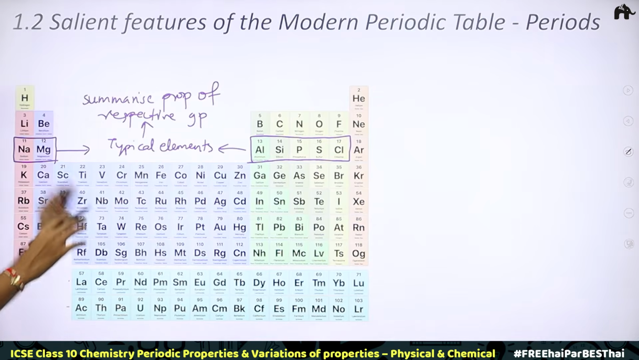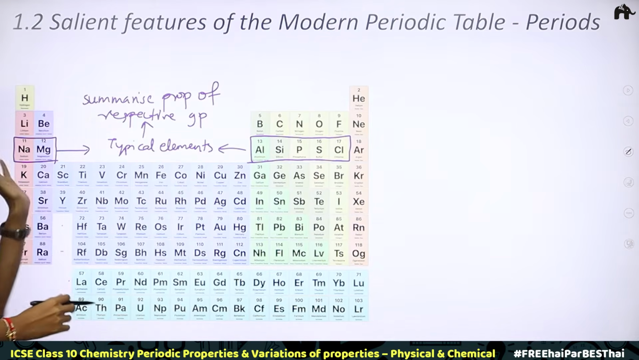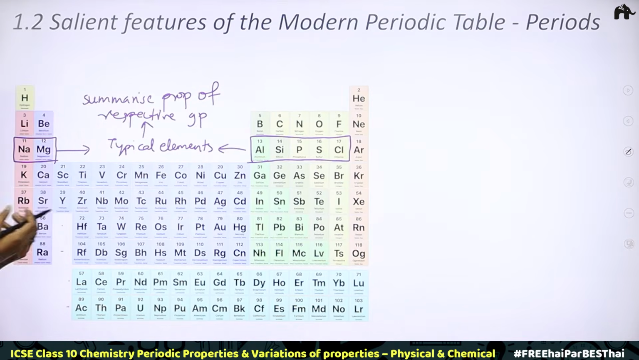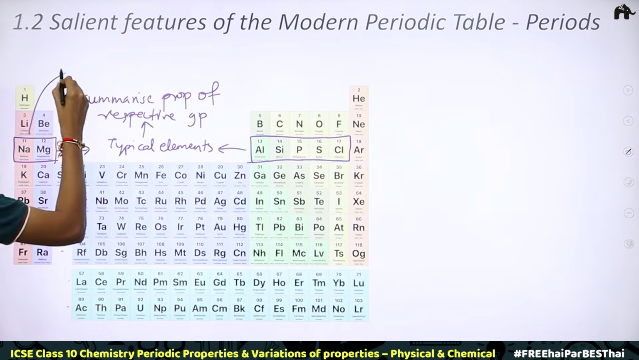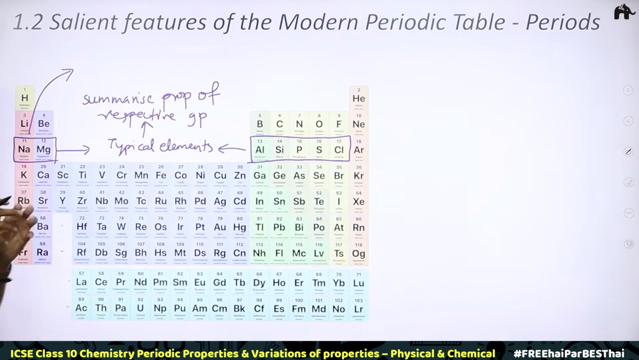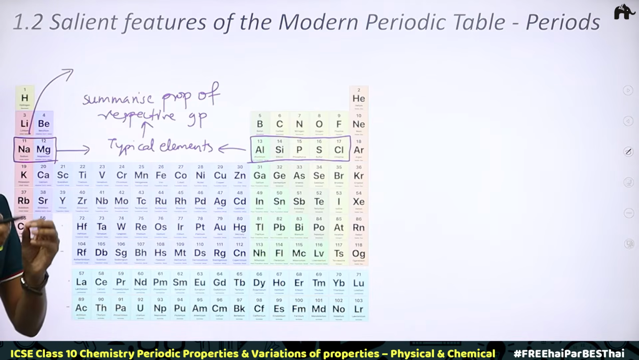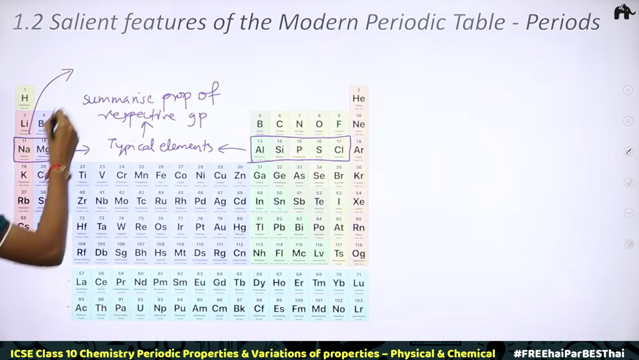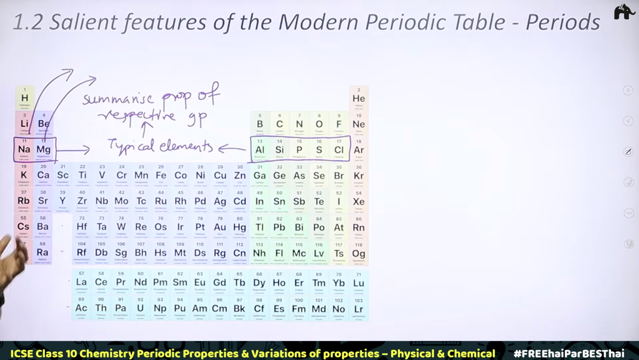If you know the properties of these elements, sodium, magnesium, aluminum, silicon, phosphorus, sulfur, chlorine, then you would know the summary of the property of a respective group. For example, if you know the property of sodium, you would have a summary of the properties of group 1. Similarly, if you know the properties of magnesium, you would have a summary of the property of group 2. In this way.